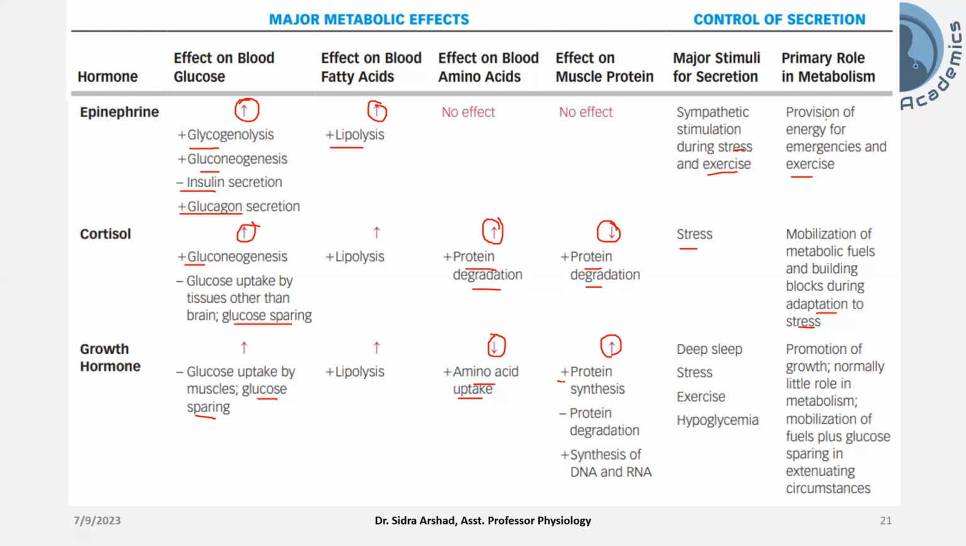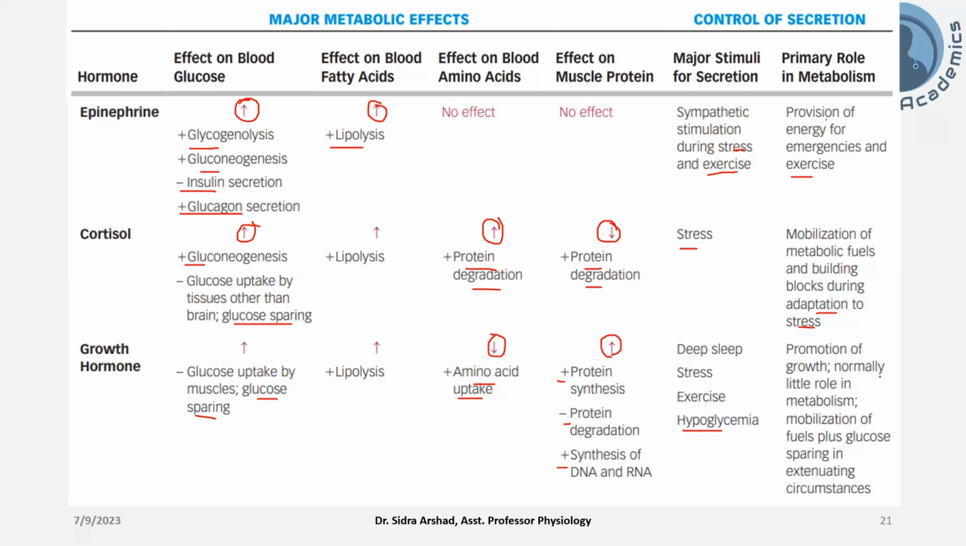It is promoting protein synthesis, inhibiting protein degradation, and it is actually promoting the synthesis of DNA and RNA so that more protein is formed. The major stimuli for secretion of growth hormone are deep sleep, stress, exercise, and hypoglycemia. There are other stimuli as well.